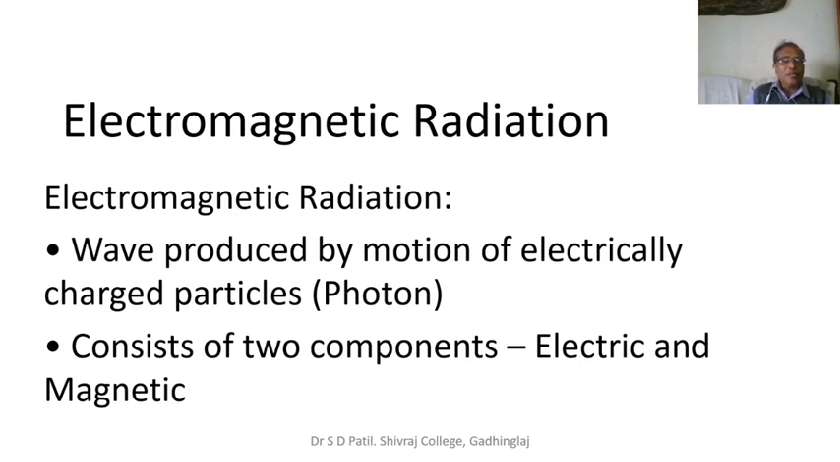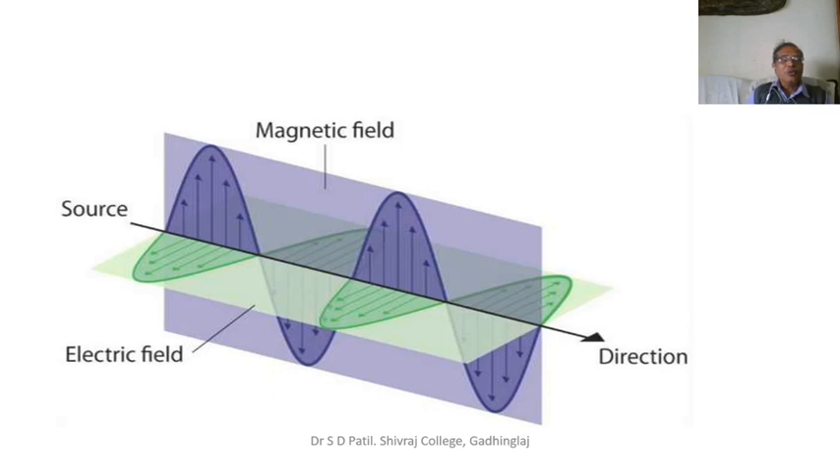What is the meaning of electromagnetic radiation? Wave produced by motion of electrically charged particles known as photons is electromagnetic radiation. It consists of two components. One is electric component and other is magnetic component. So in our earlier classes, we have seen the fundamentals repeatedly. Let us revise in brief once again.